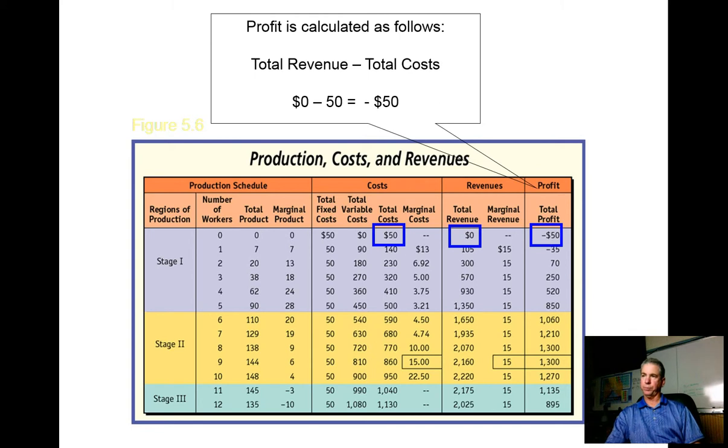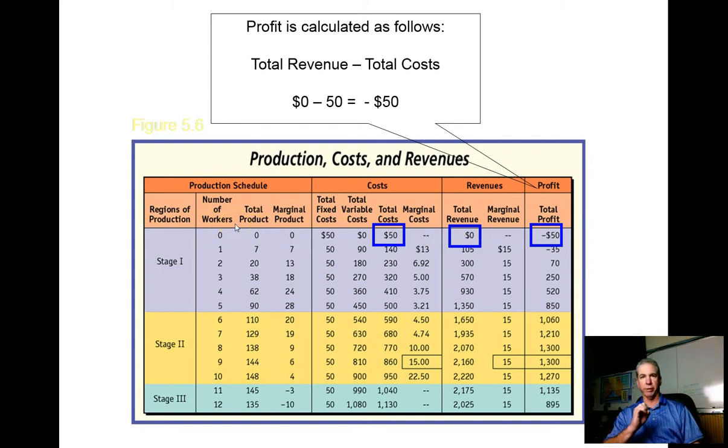Let's practice. No workers. Let's see what our profit is. Total revenue is 0. Why would it be 0? Because there is no product. 0 product times $15, 0. We're not getting anything out of there. There is no marginal revenue to multiply against. So 0 minus $50. And remember, even though we're not making anything, we still have those fixed costs to deal with, $50. So 0 minus 50 equals a negative $50. So clearly we are losing $50 by not hiring anybody.